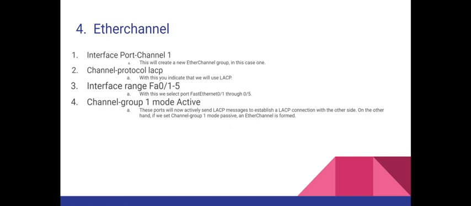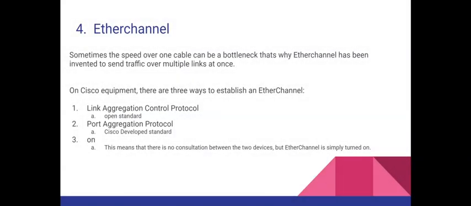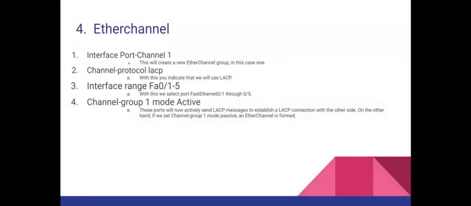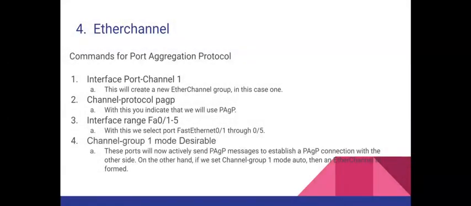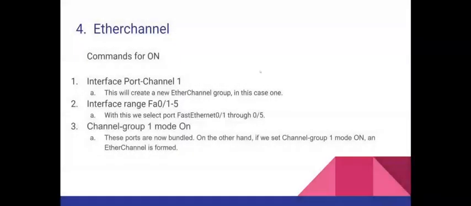So how do I enable it? For link aggregation, you type in interface port-channel 1, channel-protocol lacp, then the interface range, then the channel-group, and just put it on active. For all of these, I put the notes on how to do it on the slides. I will put the slides in the Discord as well. They're just the useful commands you can use to enable them.